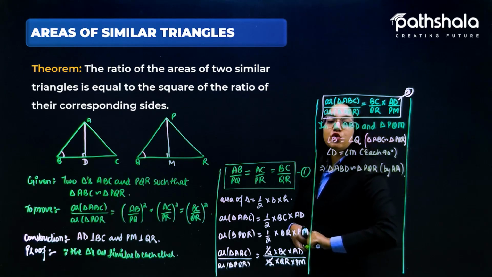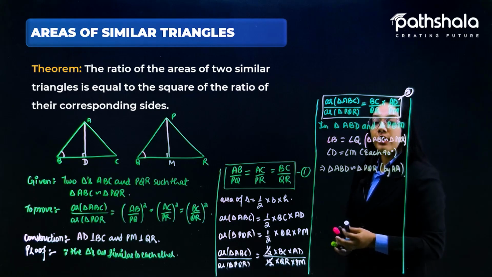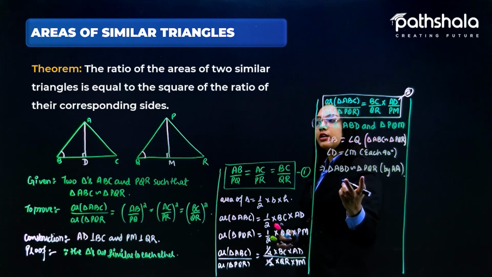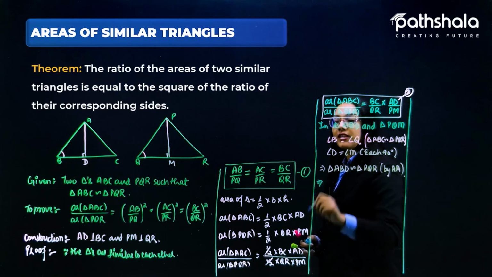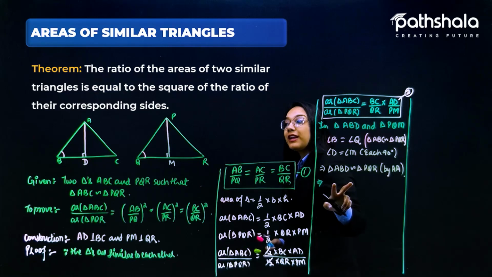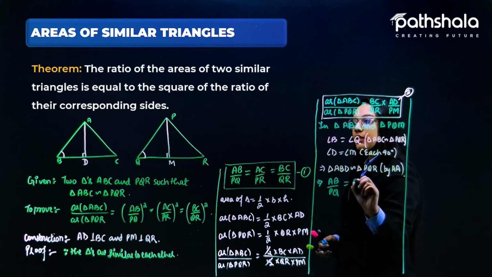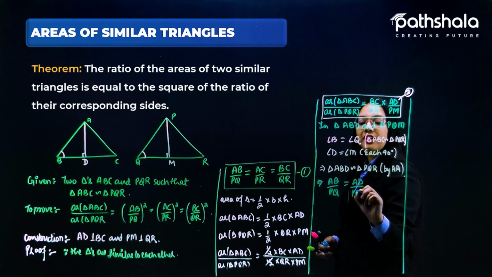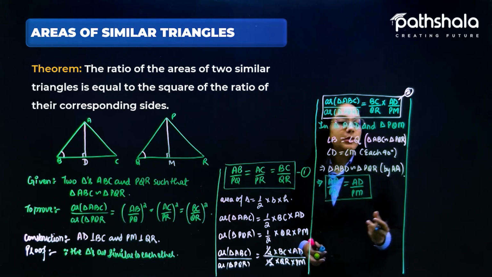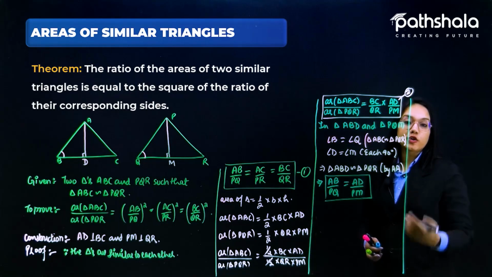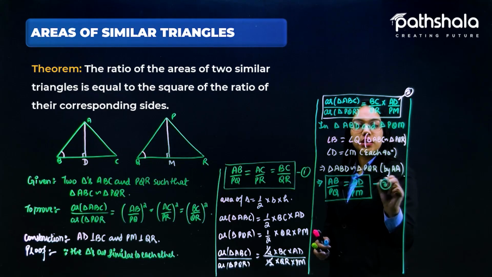Since these two triangles are similar to each other, we can write the ratio AB by PQ equal to AD by PM. We can write this because if two triangles are similar, the ratio of their corresponding sides is equal. Let us call this the third equation.